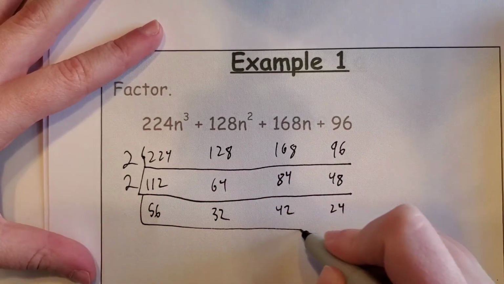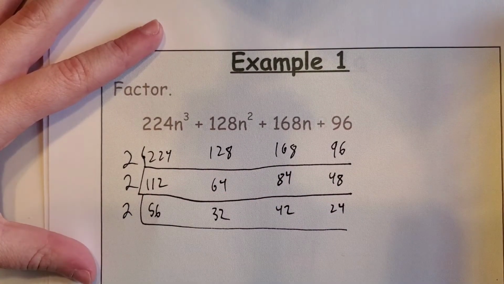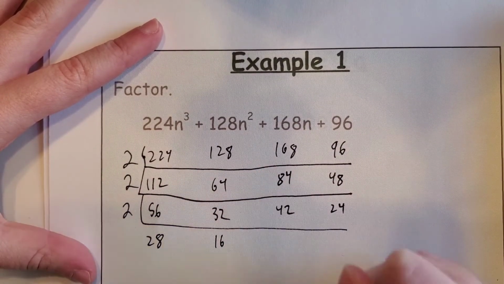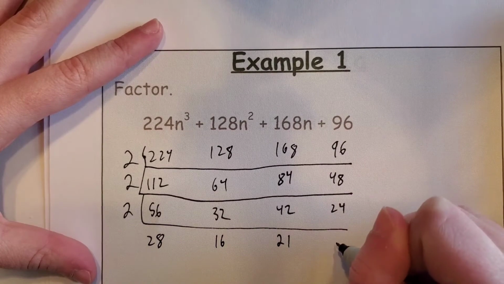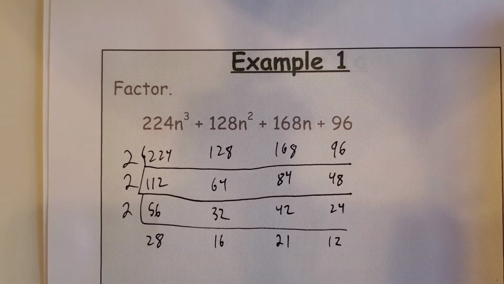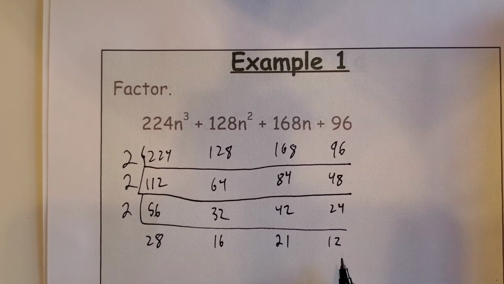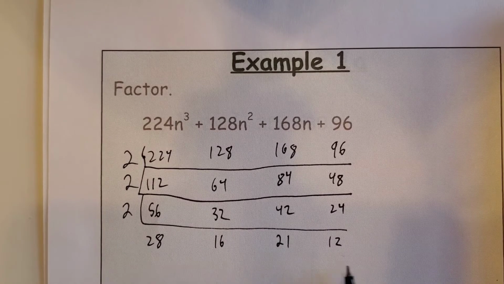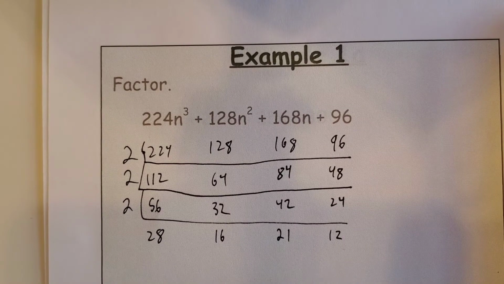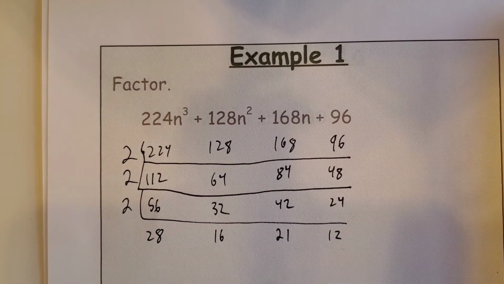They're all even again, so we can keep going and divide by 2. 56 divided by 2 is 28. 32 divided by 2 is 16. 42 divided by 2 is 21. And 24 divided by 2 is 12. So, they're not all even this time, so we can't keep going and divide by 2. 3 is not going to work for every single one. 4 is not going to work for every single one. 5, 6, 7, 8. No, I don't think there's anything else that we can do to keep this going.